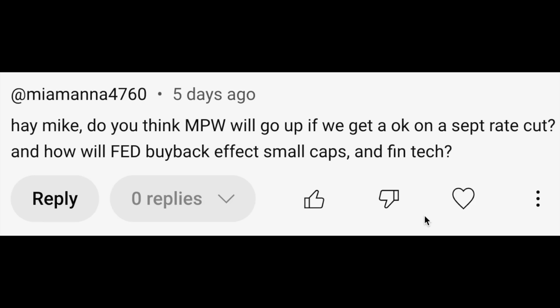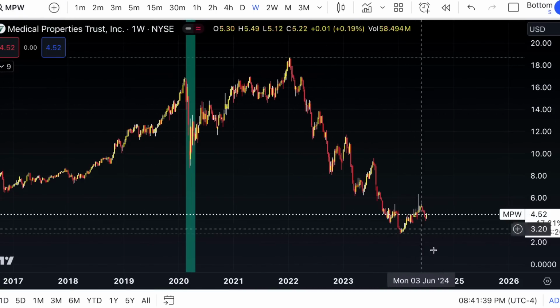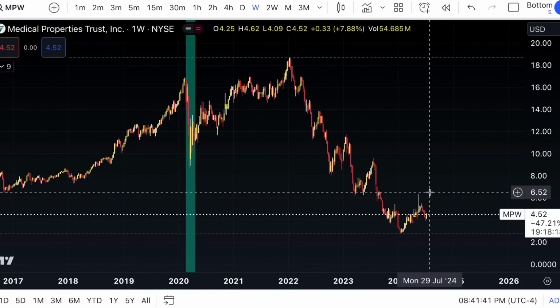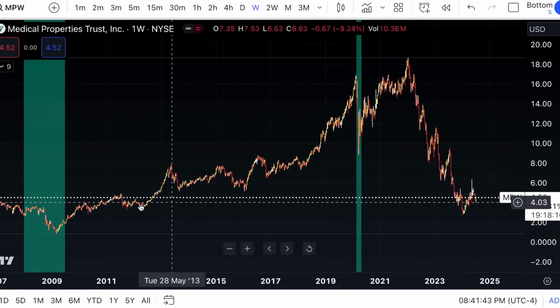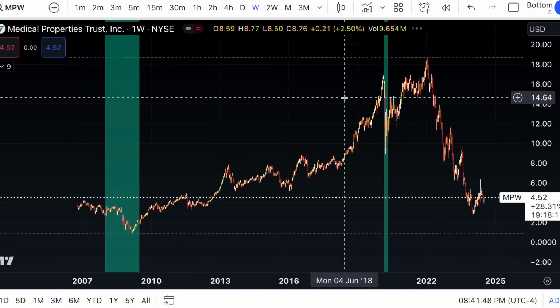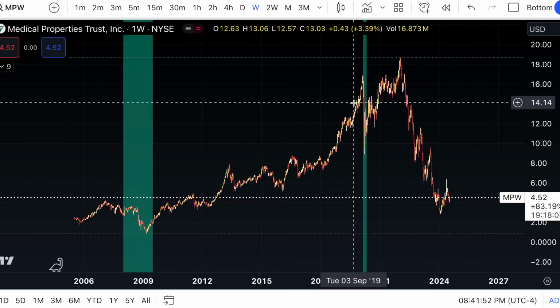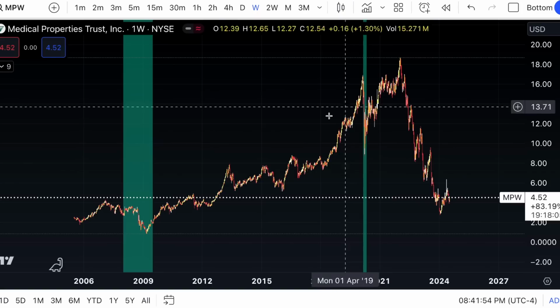He knows that. Now, next one says, hey, Mike, do you think MPW will go up if we get an OK on the September rate cut? And how will the Fed buyback affect small caps and fintech? I don't know what buyback you're talking about, but I assume you're talking about Medical Properties Trust. Having rate cuts sure can't hurt REITs. I mean, let's be real about that. Here we were sitting at very low rates for a long time. This thing was surging. And so it's just been going down and down and down since we've had high rates.